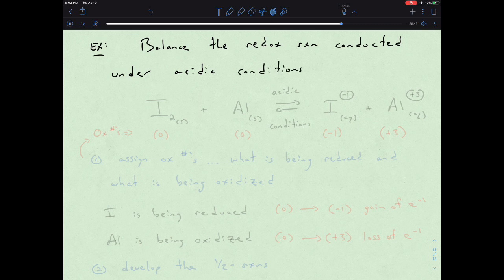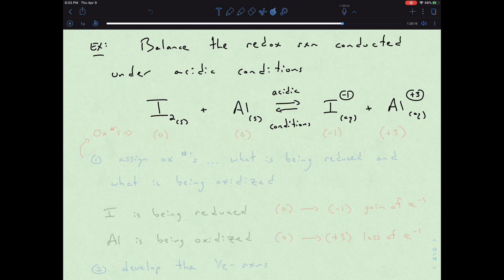And so we're going to be looking at iodine reacting with aluminum to produce iodide and aluminum +3. And this is done under acidic conditions.